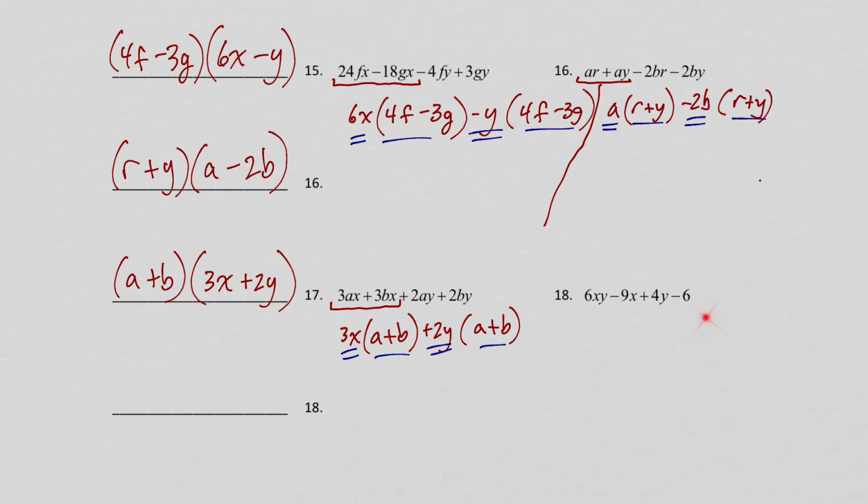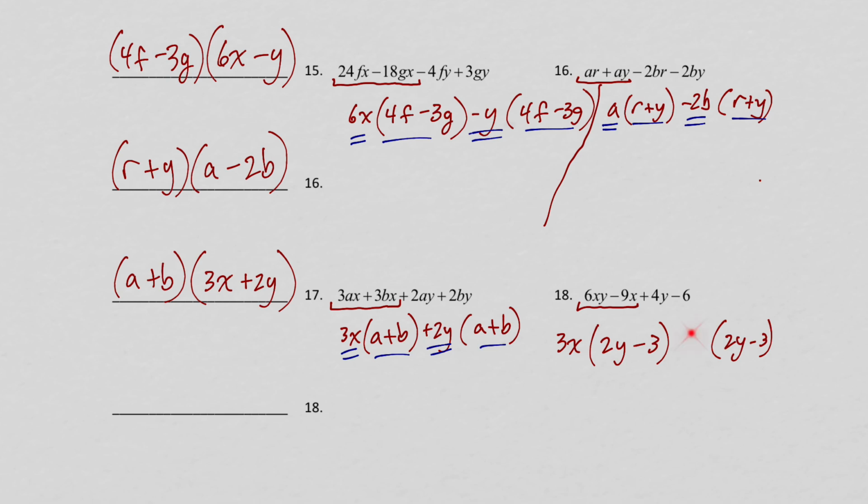Okay, finally, here's 4 terms. I'm going to group the first 2 as if they're a separate problem, and it looks like there's a 3x that can come out. So it leaves behind a 2y minus 3. So I'm going to leave a big space and put that down again.